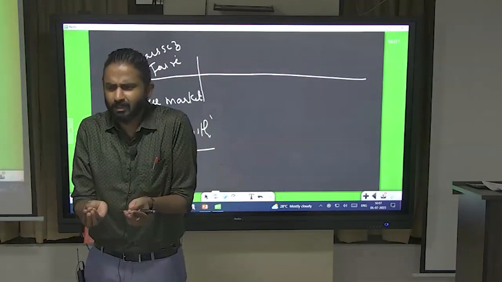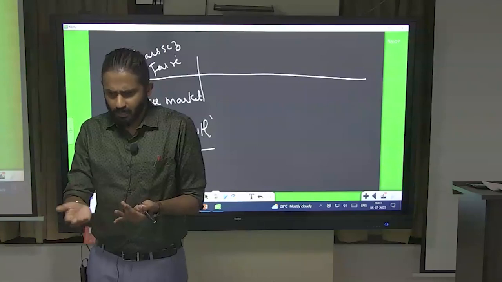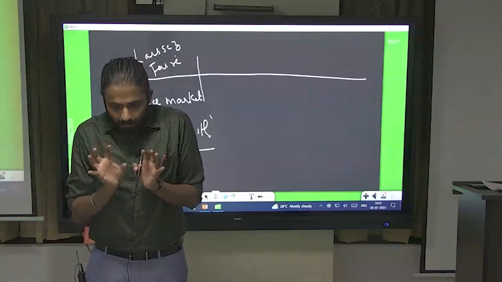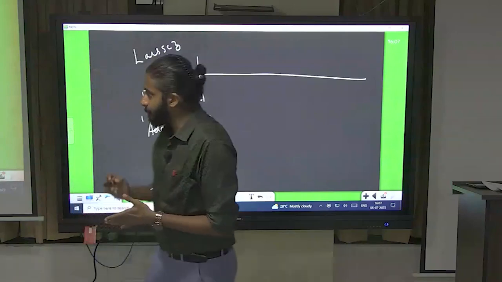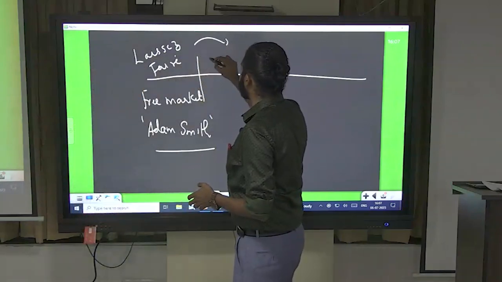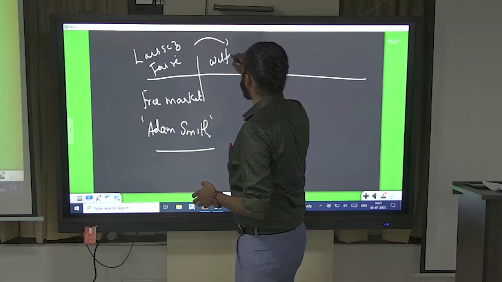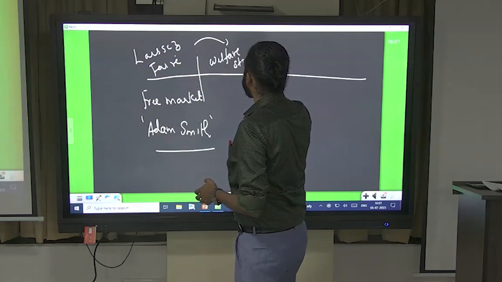Government only does minimal things like regulating, policing functions, and tax collection. Government's activity is minimalistic. This is a free market. From free market, we will evolve to something called welfare state.